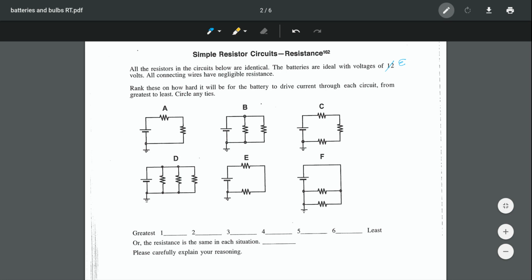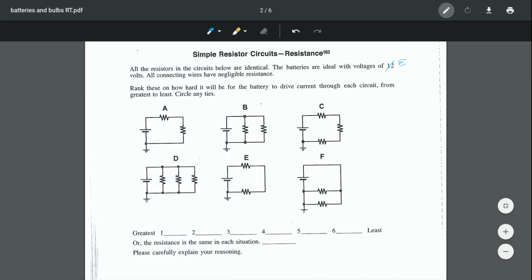So really what this is about is equivalent resistance, right? The greater the equivalent resistance, the harder it's going to be for the battery to drive current through the circuit. So the equivalent resistance is basically the resistance experienced by the battery. The battery doesn't know what the shape is or how many resistors are out there, whatever. It only knows what it experiences, which is the overall or equivalent resistance.